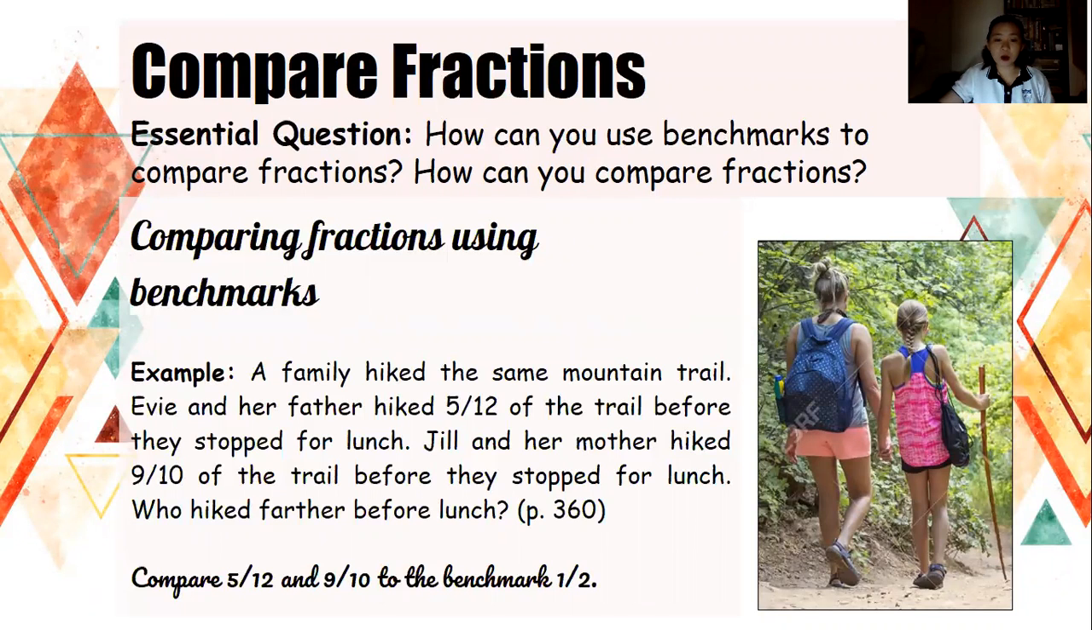You can find this problem in your book on page 360, volume 2 of your Go Math 4 book. A family hiked the same amount of trail. Evie and her father hiked 5/12 of the trail before they stopped for lunch, while Jill and her mother hiked 9/10 of the trail before they stopped for lunch. The question is, who hiked farther before lunch? So we have to compare both 5/12 and 9/10 to the benchmark 1/2.